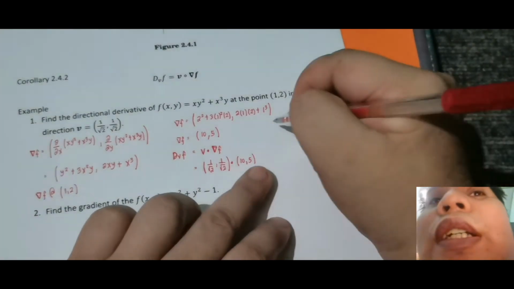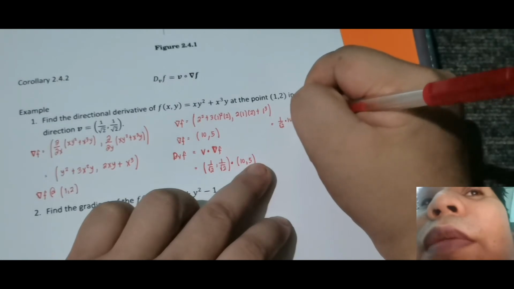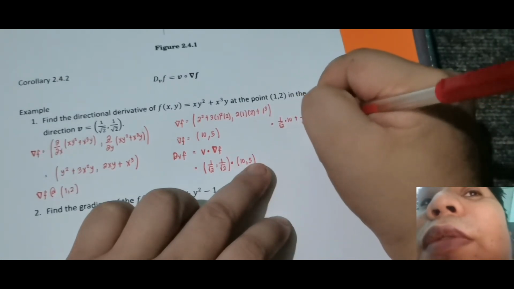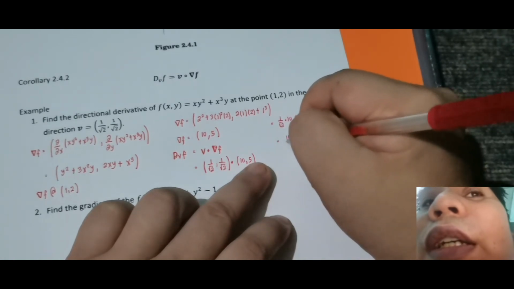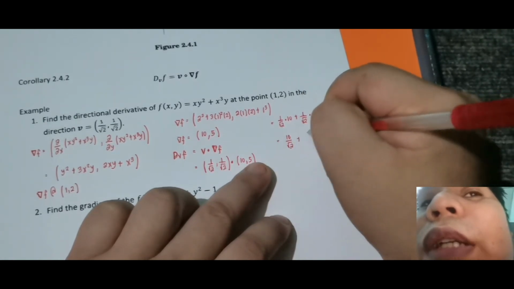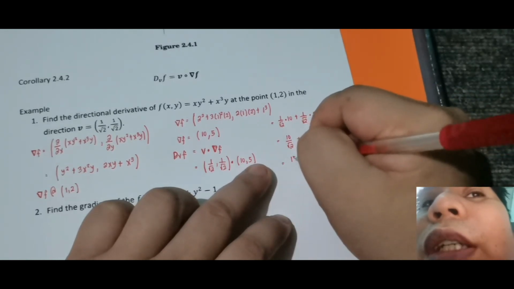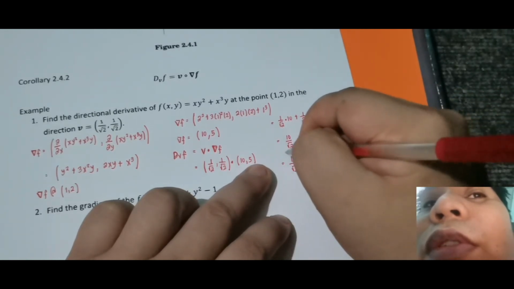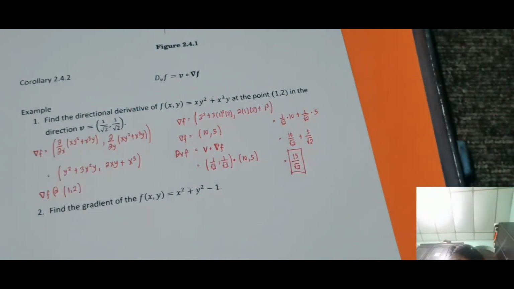Okay, so in such a case, this is just equal to 1 over square root of 2 times 10 plus 1 over square root of 2 times 5. So this is just 10 over square root of 2 plus 5 over square root of 2, or simply 15 over square root of 2. So therefore, the directional derivative is just 15 over square root of 2. Okay, so is that the answer? Yes, I am right. So that is our directional derivative.